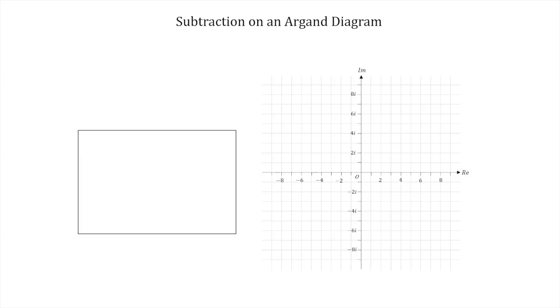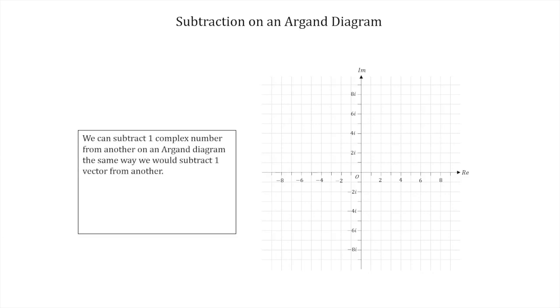In this video, we're going to look at subtraction on an Argand diagram. In the previous video, we looked at addition, and we said we could do it by treating the two complex numbers like vectors and doing it the way we would do vector addition. Well, it's the exact same for subtraction. So let's just have a look at it.